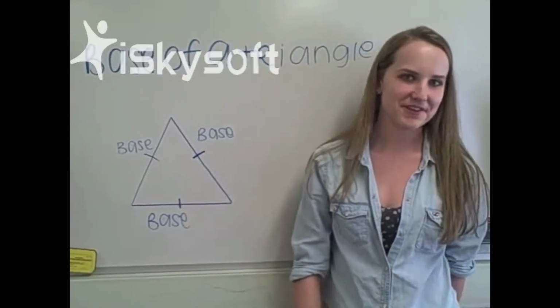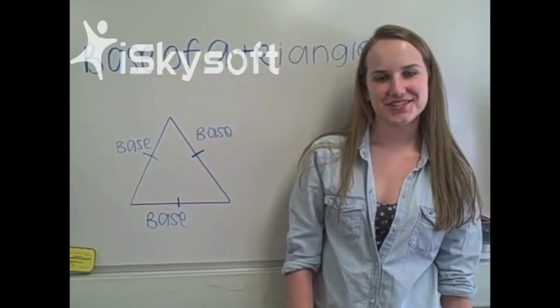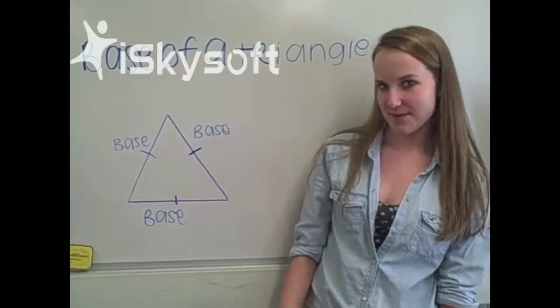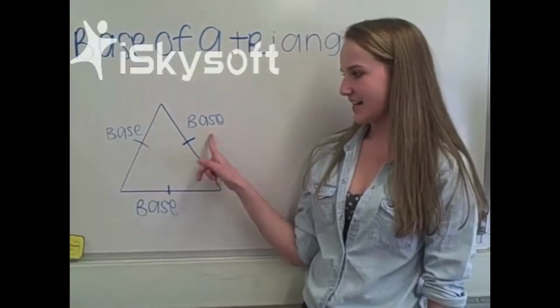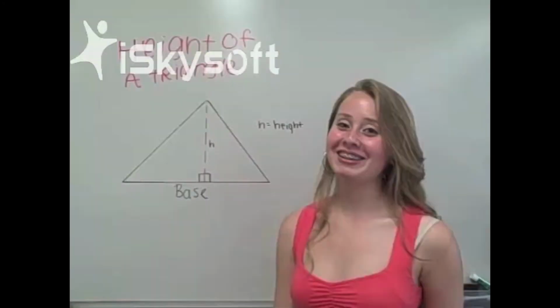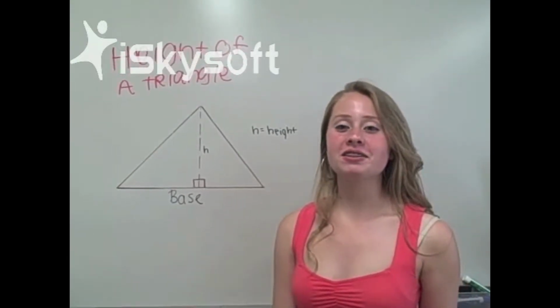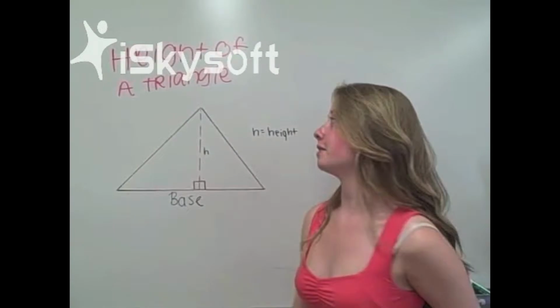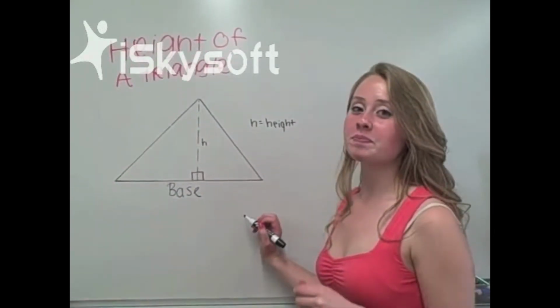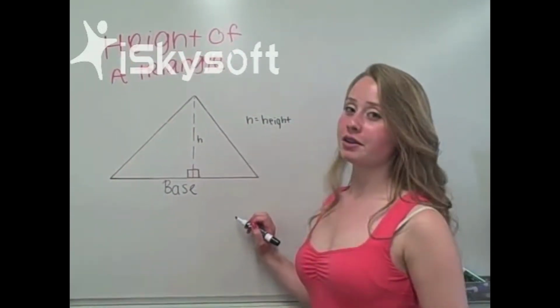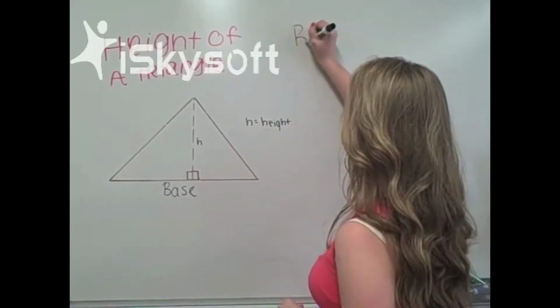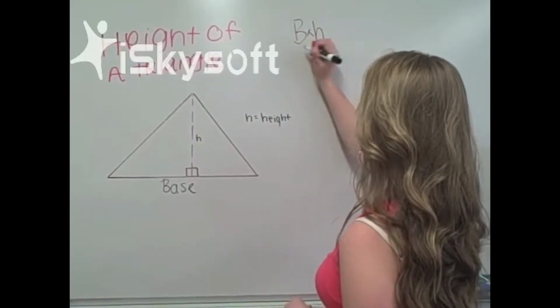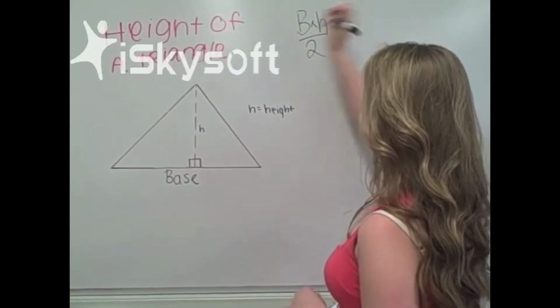Now we are going to move on to triangles. The base of the triangle can be any side, like the parallelogram. So any of the three sides. The height of a triangle is the length of the perpendicular distance between a base and the opposite angle. So this would be the height. To get the area of a triangle, you have to do the base times the height divided by 2.